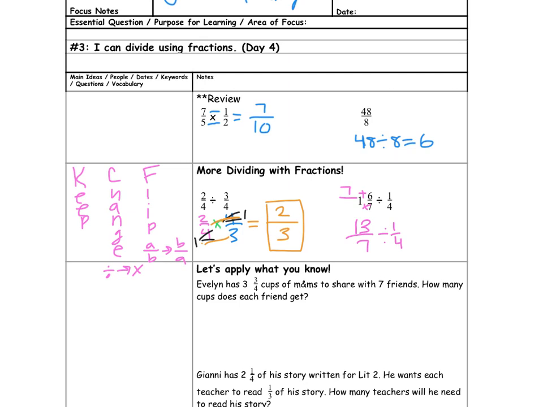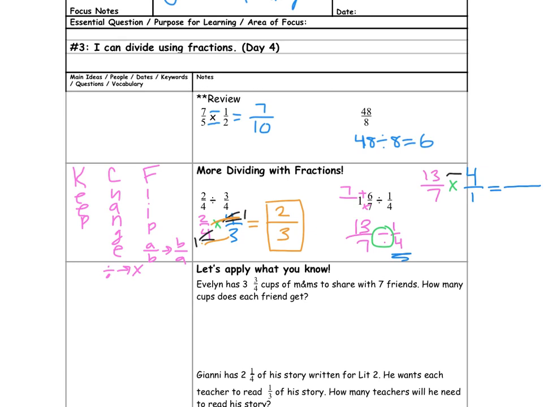So I'm going to start with this first fraction. I'm going to write it over here, 13 divided by 7. We're keeping that first fraction. We're changing the sign from division to multiplication. And then we're flipping the second fraction. So 4/1. All right. And now let's just multiply straight across.